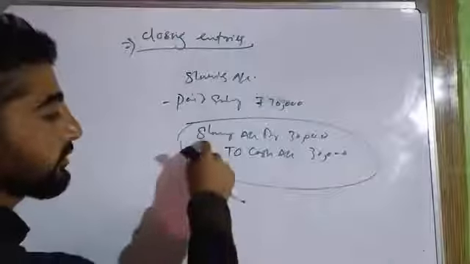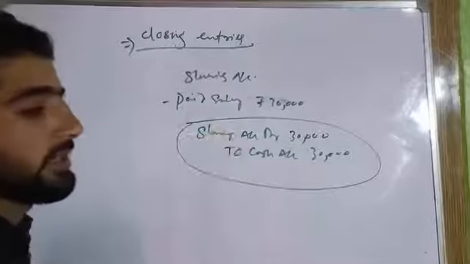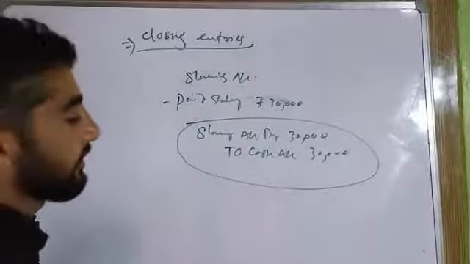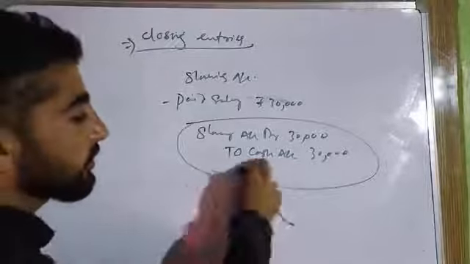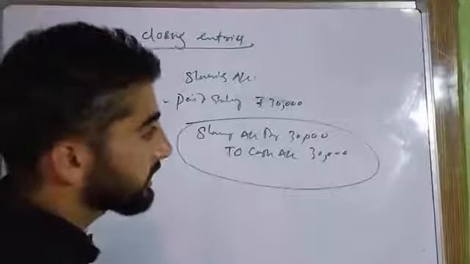Why do we give debit to salary account? Because salary is an expense. Debit all loss and expense. To cash account is a real account. Credit what goes out? Cash goes out because we paid salary and cash goes out.